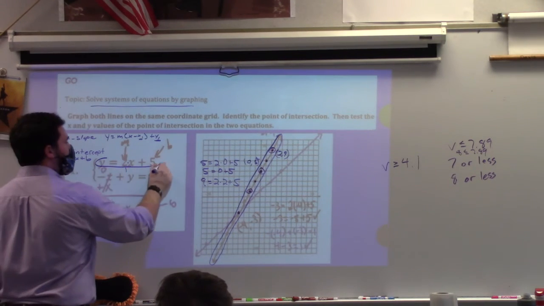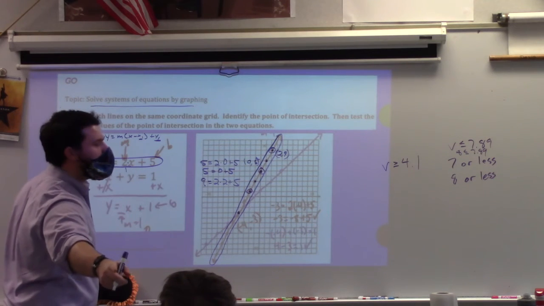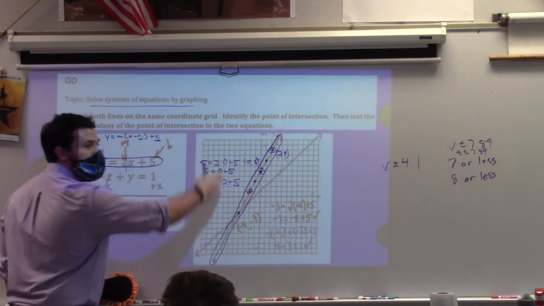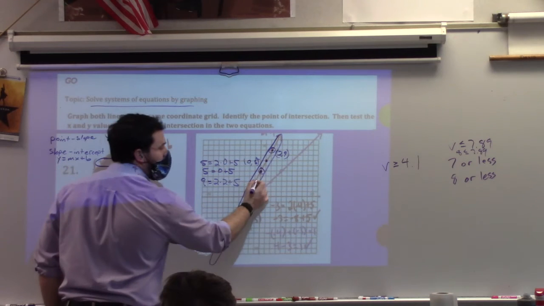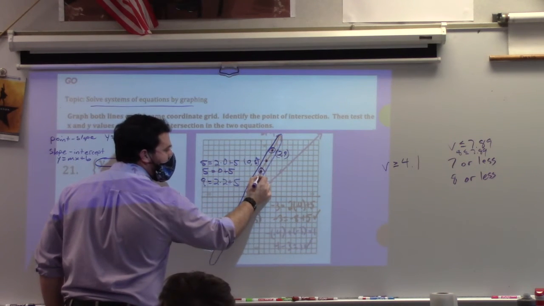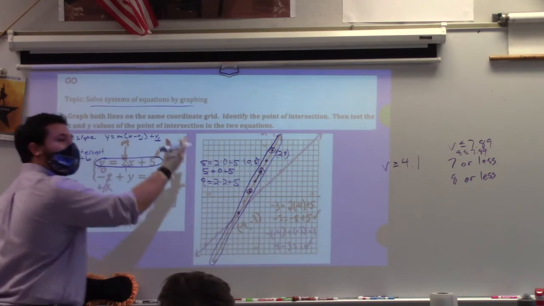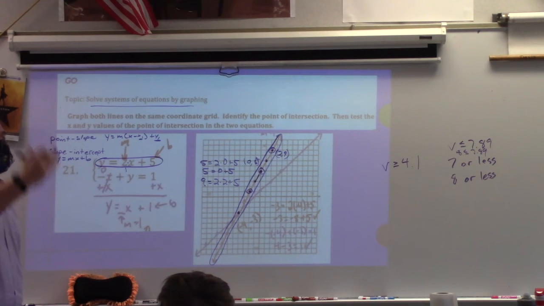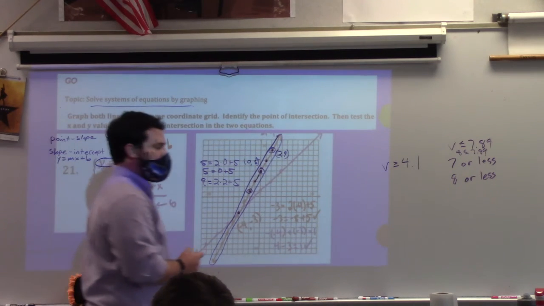A lot. Not just a lot. Say it louder. Infinitely many, because the arrows are going to keep going. It's not just that though. Here's a point. Here's a point. Here's a point. The reason why we make it a line is because everything in between those points makes the equation true. That's infinitely many points. Infinitely many solutions.